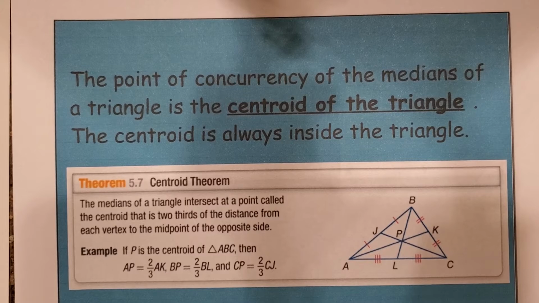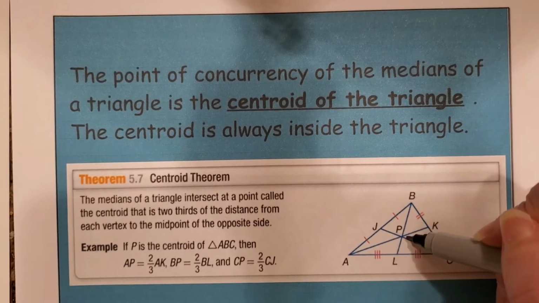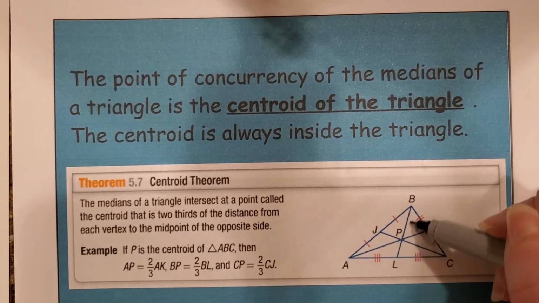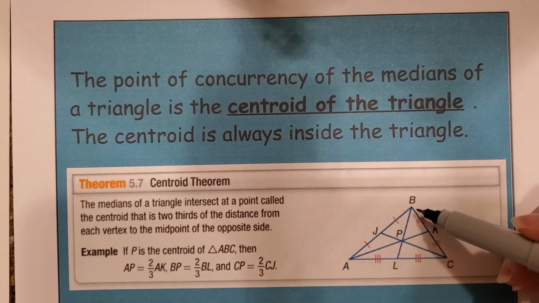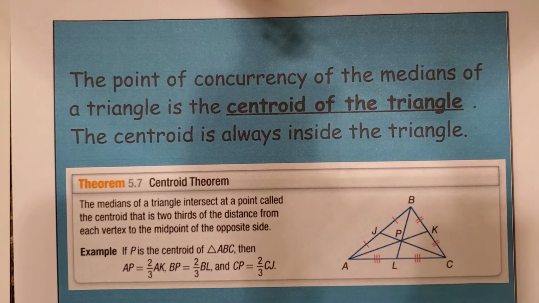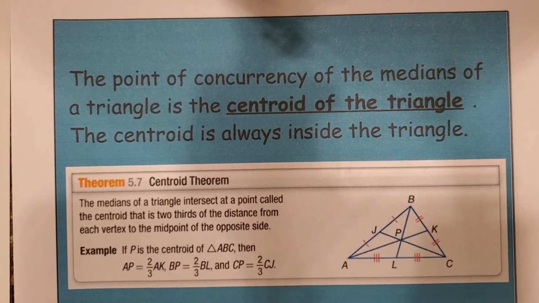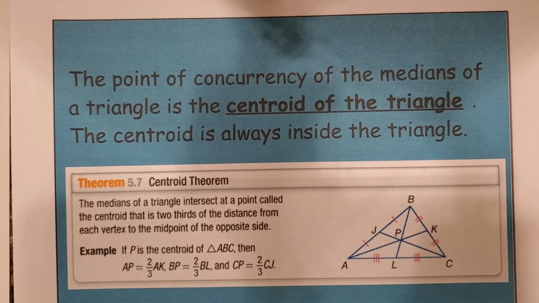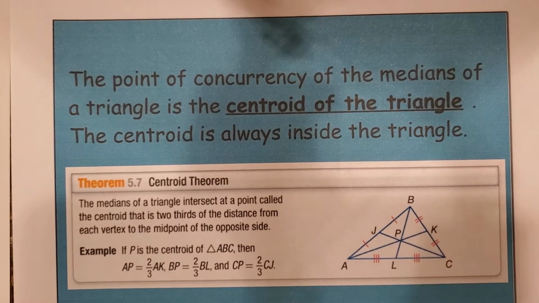So the medians intersect at a centroid, and the centroid is 2/3 of the distance from each vertex to the midpoint. So here's what that means. P is your centroid. BL is the entire median. The distance from the vertex to the centroid, BP, is 2/3 of the length of the entire median. BP is 2/3 of the length of BL. The distance from the vertex to the centroid is 2/3 of the length of the entire segment.